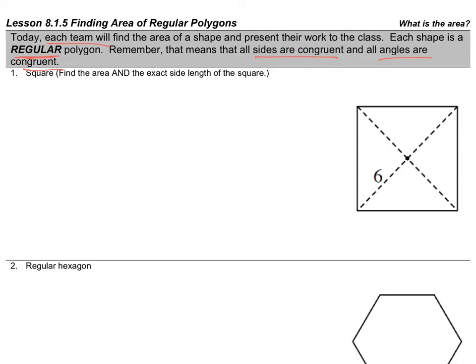We got a square. And this one actually says, besides just the area, we're supposed to find the exact side length of the square. Okay, so the first thing I notice here is I'm given this dimension, which is 6. And I know that the diagonals of a square cut each other in half, and I know that they are congruent, so both of those pieces have to be 6, and I have to find this side length S right here. Well, I also know that the diagonals of a rhombus, which is a square, are perpendicular, so that means what I have there is a 45, 45, 90 right triangle.